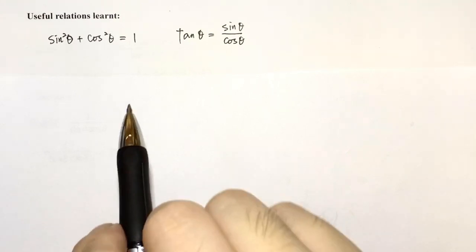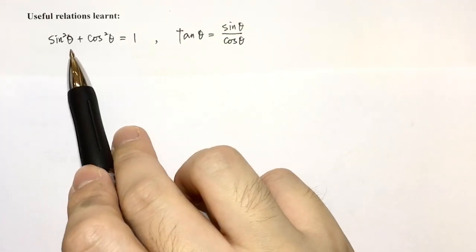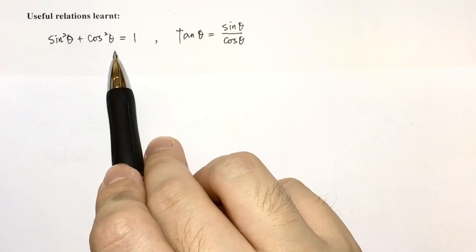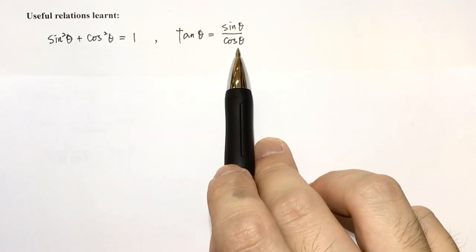Hello everyone. In this video, I'm going to show you some examples on simplification of trigonometric ratios. Before we start, let's recall two more relations that we have learned in Form 2. One is the sum of the square of sine and cosine is 1 for any angle. And tangent theta can be changed to sine theta over cosine theta.